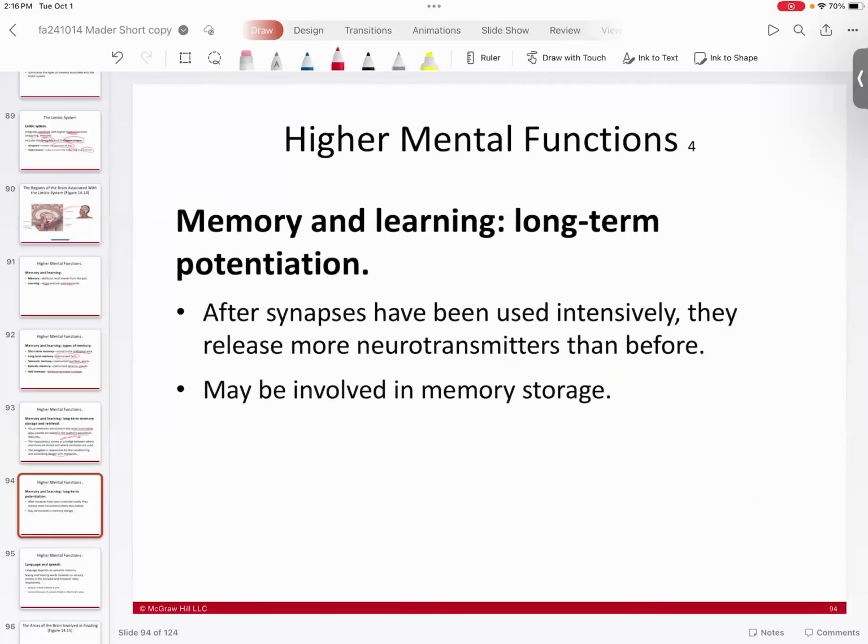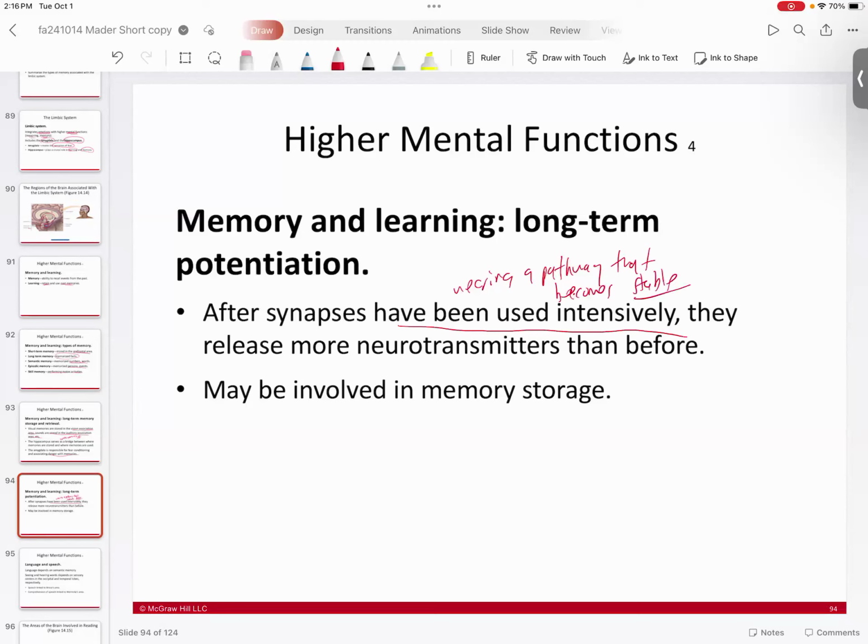For instance, if I saw a lion come into my room, my amygdala would be associating fear and danger with that lion because that lion's going to eat me. Long-term potentiation is essentially what happens when the synapses have been used intensively. They release more neurotransmitters than before. And so essentially what it's creating is wearing out a pathway that becomes stable through constant use.